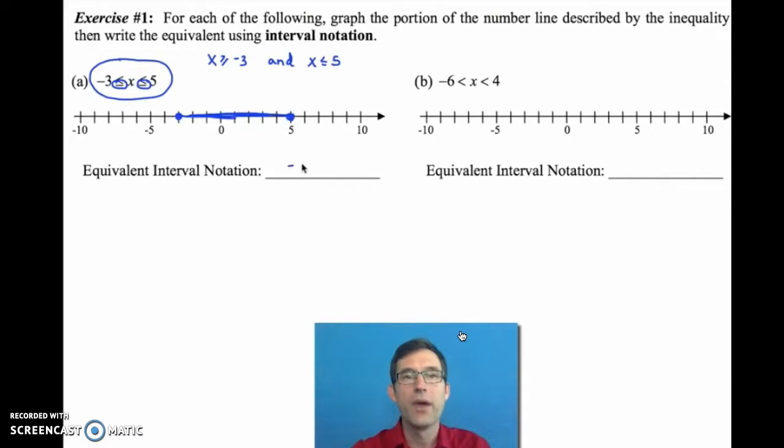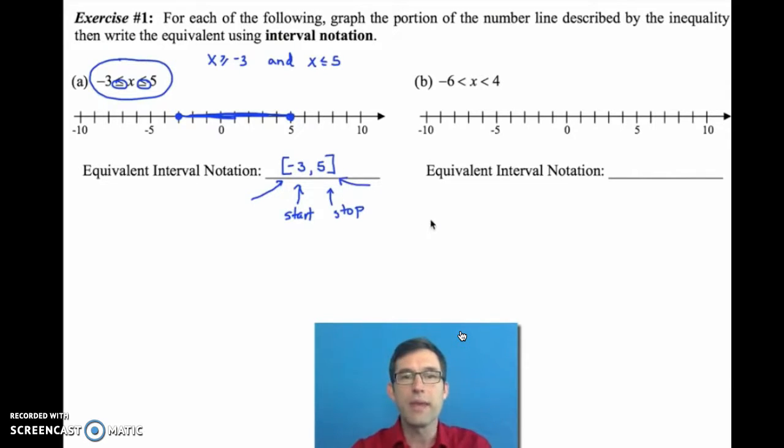It's really great. You write down where you start, you put a comma, you write down where you stop, and because the -3 is included, you put a bracket, and because the 5 is included, you also put a bracket. It's pretty much that simple. Where you start, the leftmost point, where you stop, the rightmost point, and then brackets to include those endpoints.